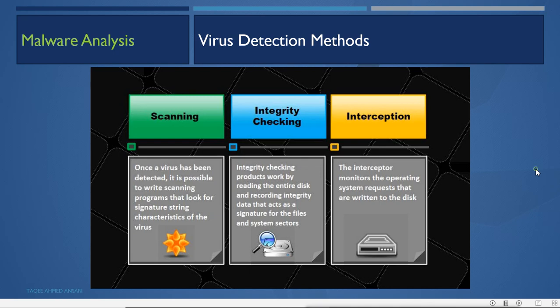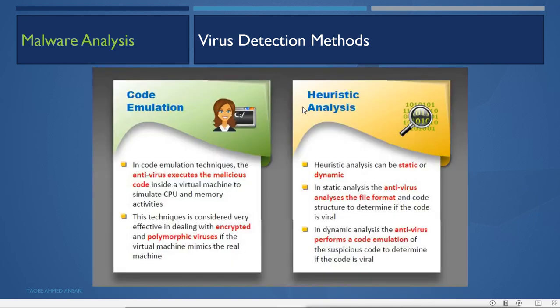Then code emulation. In the code emulation technique, the antivirus executes the malicious code inside a virtual machine to simulate CPU and memory activities. This technique is considered very effective in dealing with encrypted and polymorphic viruses if the virtual machine mimics the real machine. Then heuristic analysis.